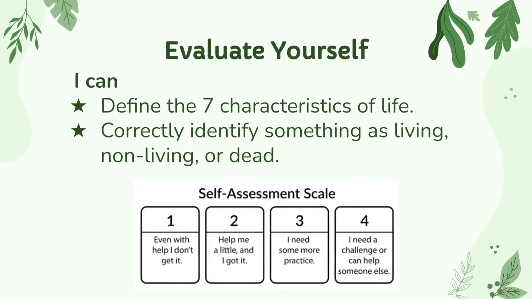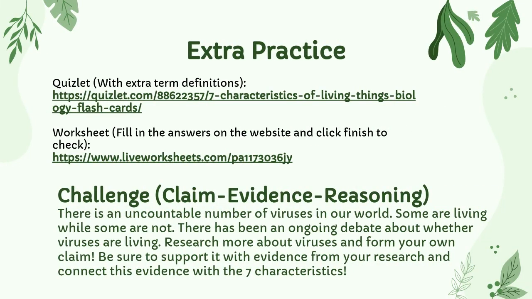So let's evaluate ourselves. Do you think you can define the 7 characteristics of life? And do you think that you can correctly identify something as living, non-living, or dead? If you are around 3 and 4, you're good. You might want to just study to keep maintaining the knowledge. And if you're 1 and 2, I recommend going back and thinking more or using our extra resources.